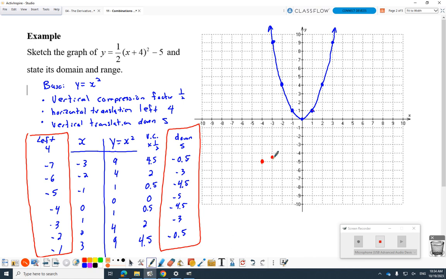The table of values people are like, yeah, I got it. Which one's faster? I think the graphing's faster. But if you're confused over here, this is way better. There's a lot less confusion going on over here. You've got to know what you're doing when you go over here.